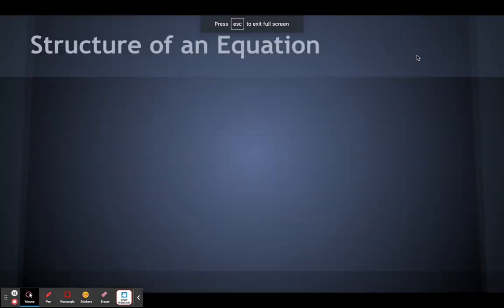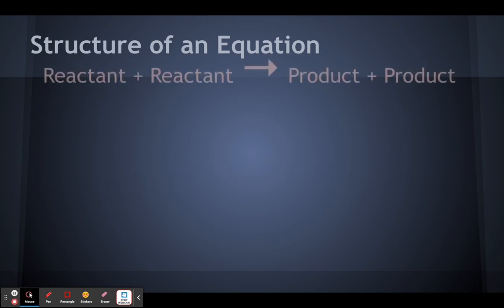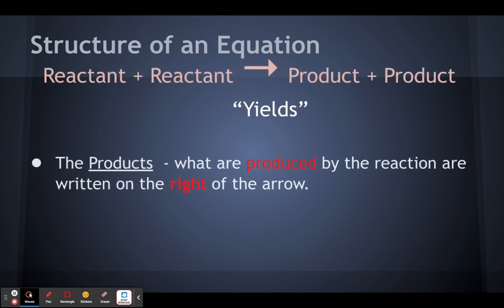All right, so the first thing is a reactant is what you start with. And it's written on the left of the arrow. I'll show you an example in just a moment. The product is what is produced by the reaction, whether it's a new colored substance or a different state of matter. These are written on the right.